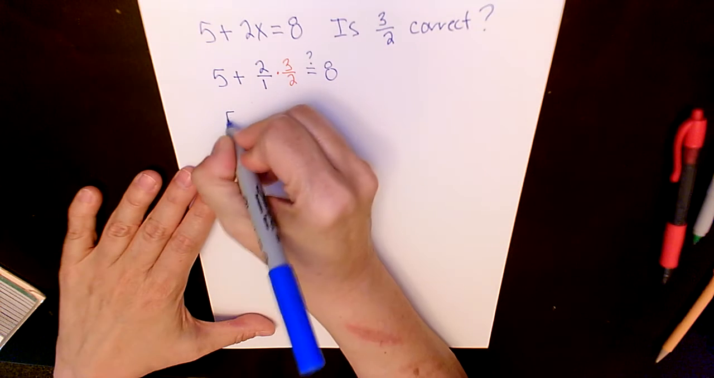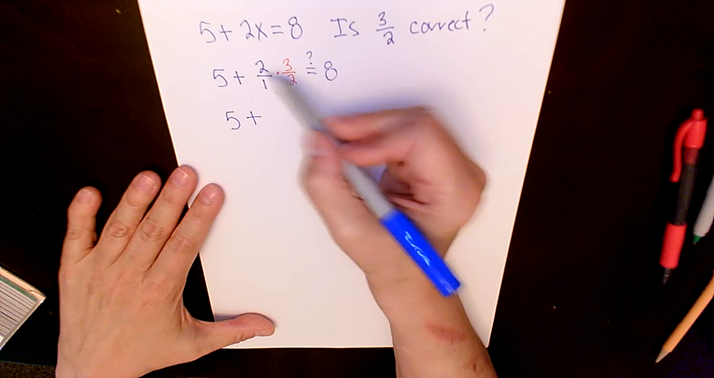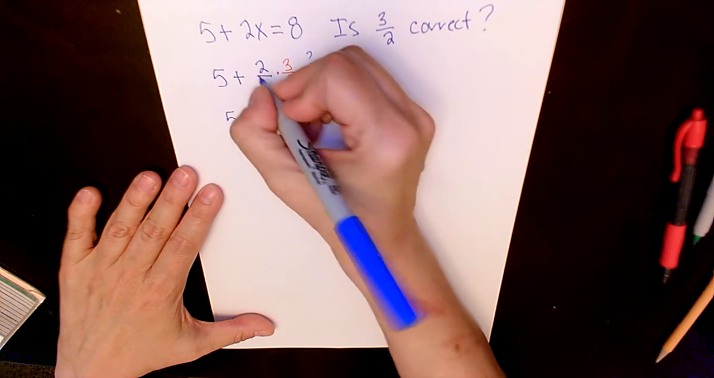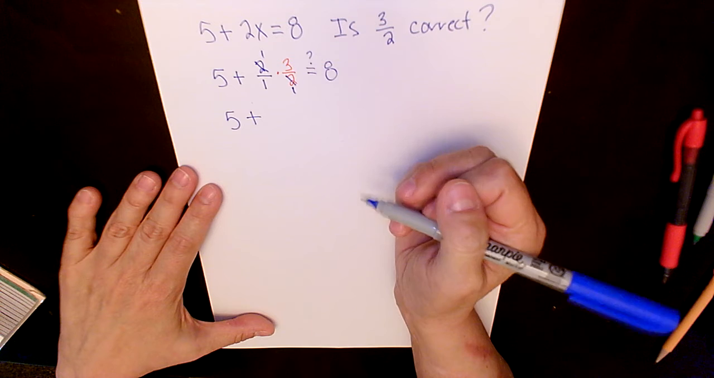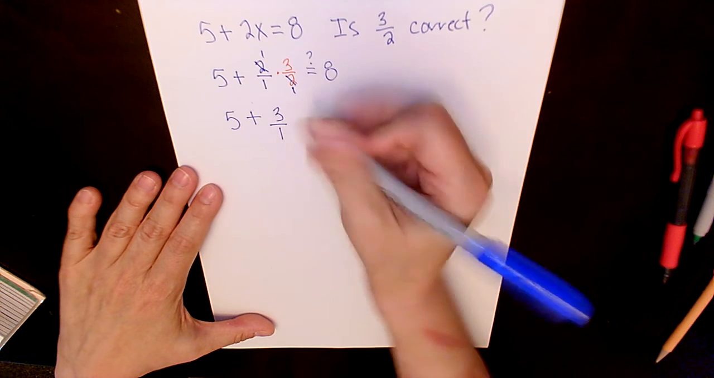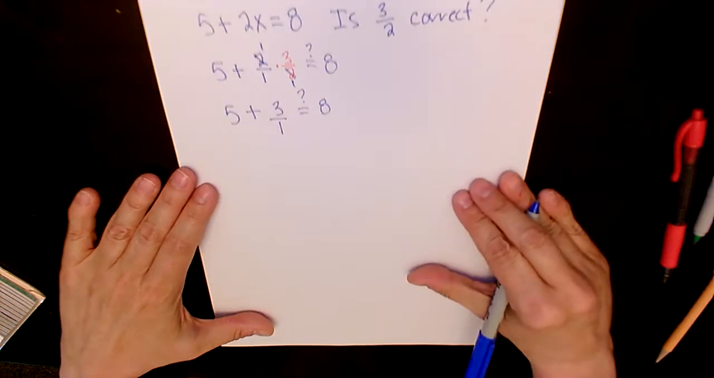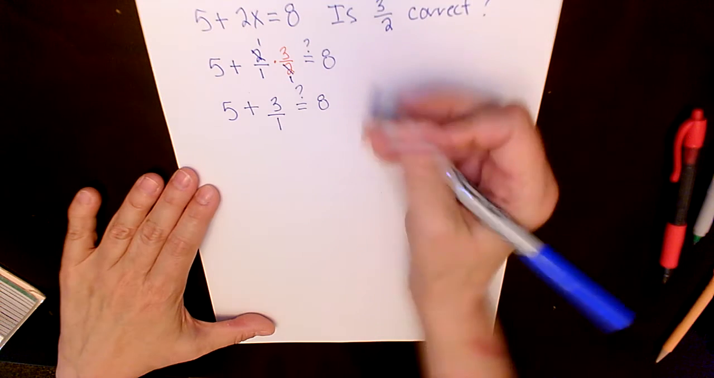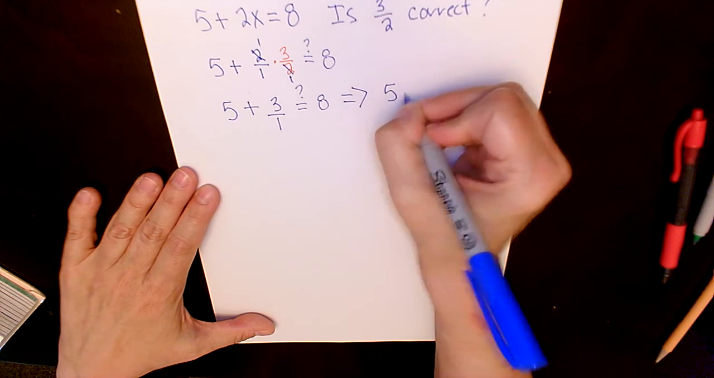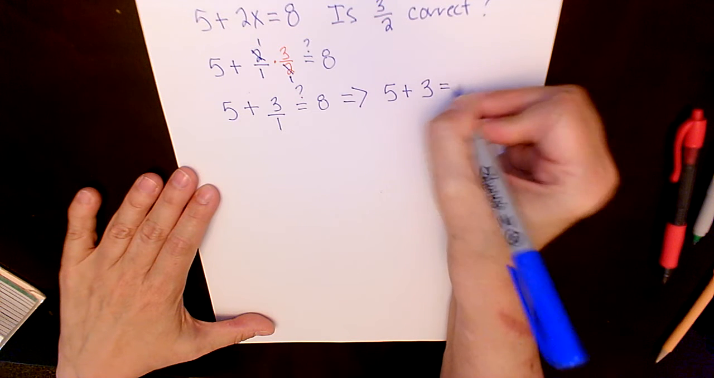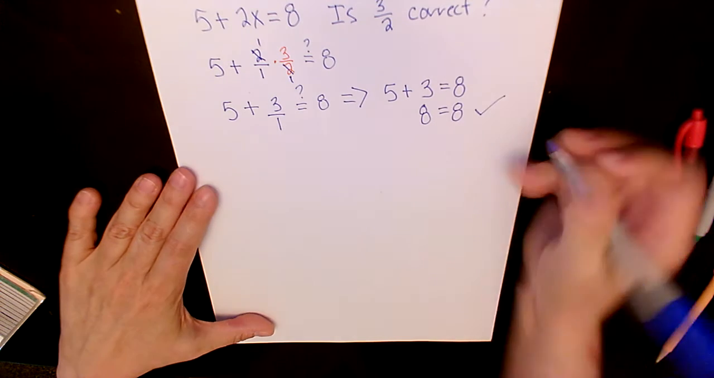Okay, so remember, we can multiply straight across, or we can cancel. I'm going to cancel the 2's since they match up. I'm going to get 3 over 1. Does that come out to be 8? Well, 3 over 1 is just 3. And 5 plus 3 does equal 8. So it does check.